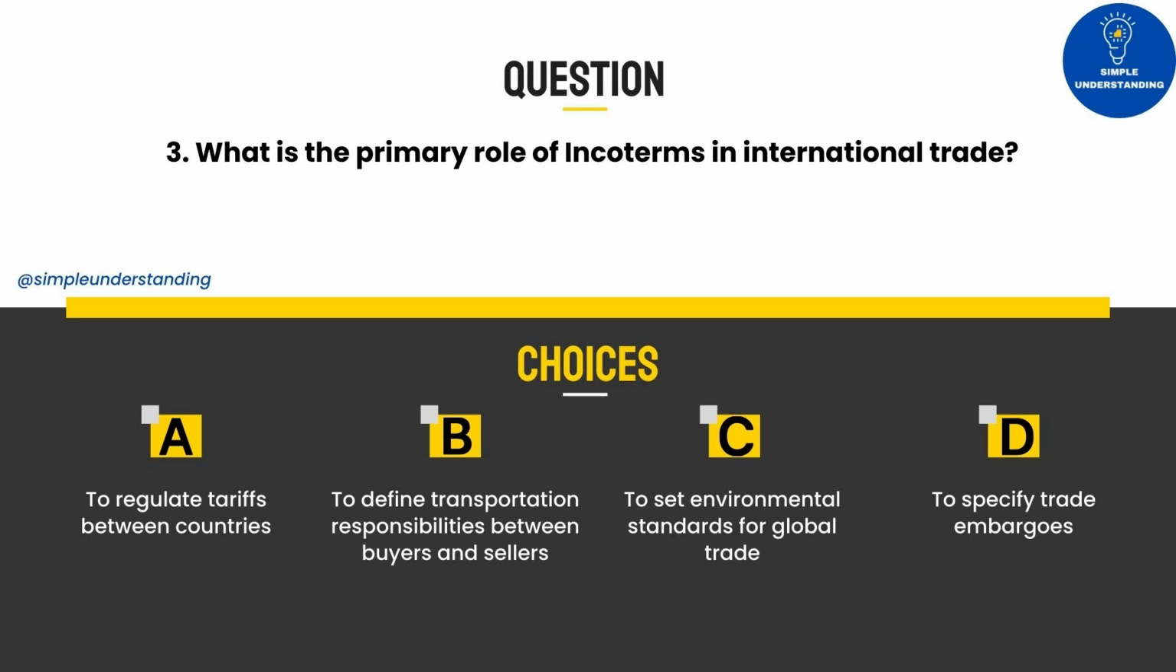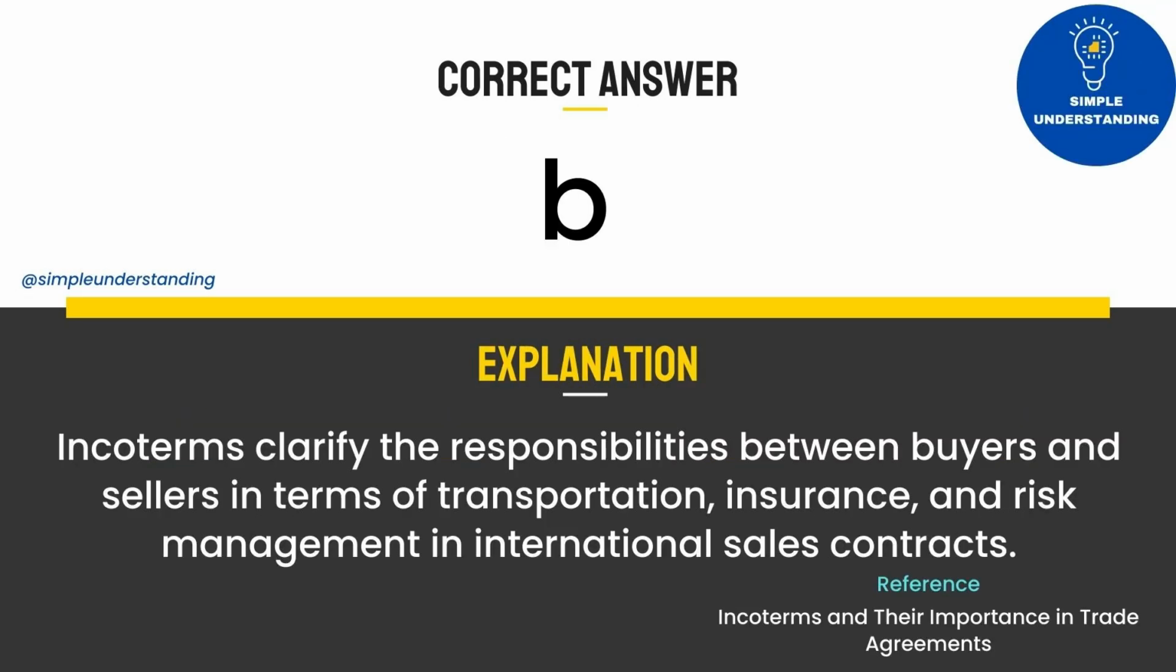3. What is the primary role of Incoterms in international trade? A. To regulate tariffs between countries. B. To define transportation responsibilities between buyers and sellers. C. To set environmental standards for global trade. D. To specify trade embargoes. Answer B. Overall explanation. Incoterms clarify the responsibilities between buyers and sellers in terms of transportation, insurance, and risk management in international sales contracts.